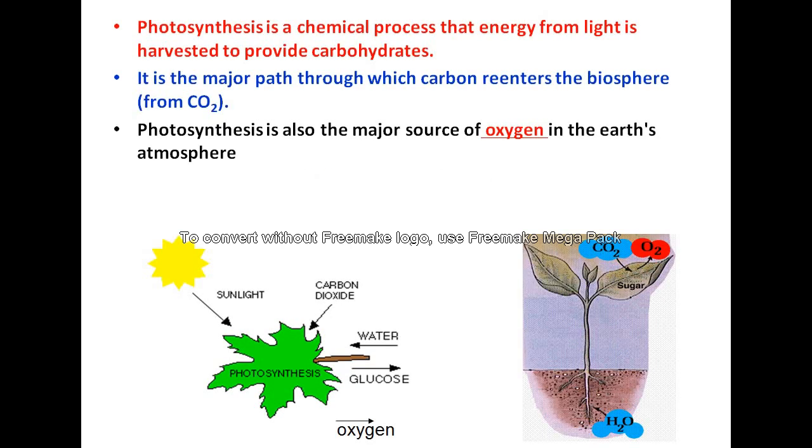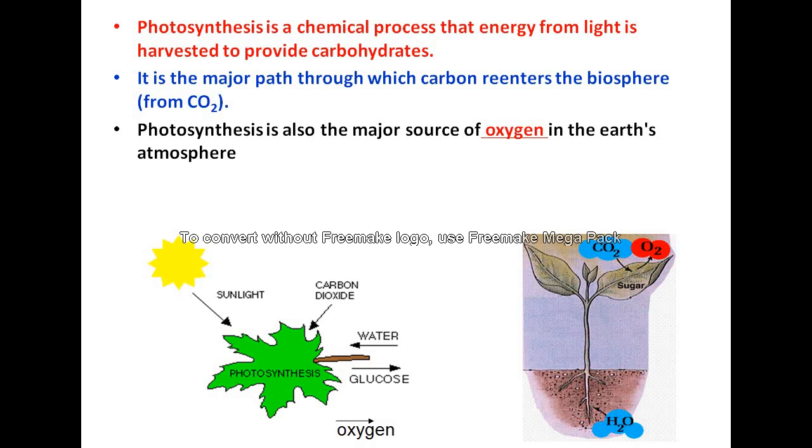So what is photosynthesis? It is a chemical process, the capture of solar energy by photosynthetic organisms, which is converted into chemical energy. We have learned this in our school days. This light energy is used to synthesize carbohydrates. So this is chemical energy.